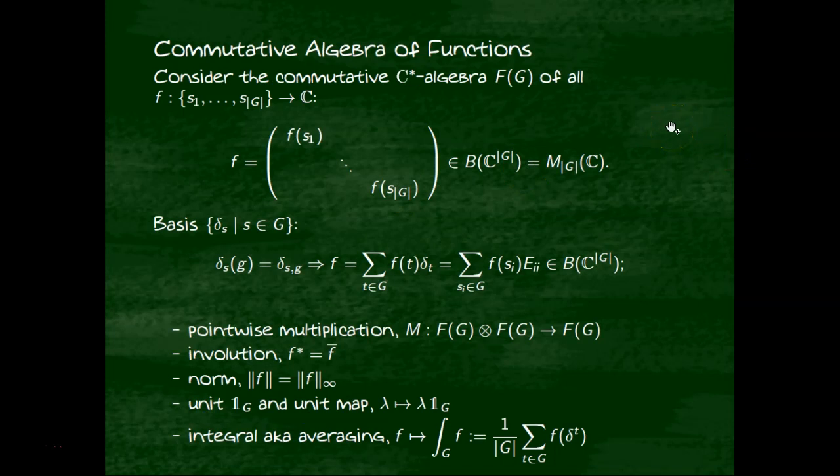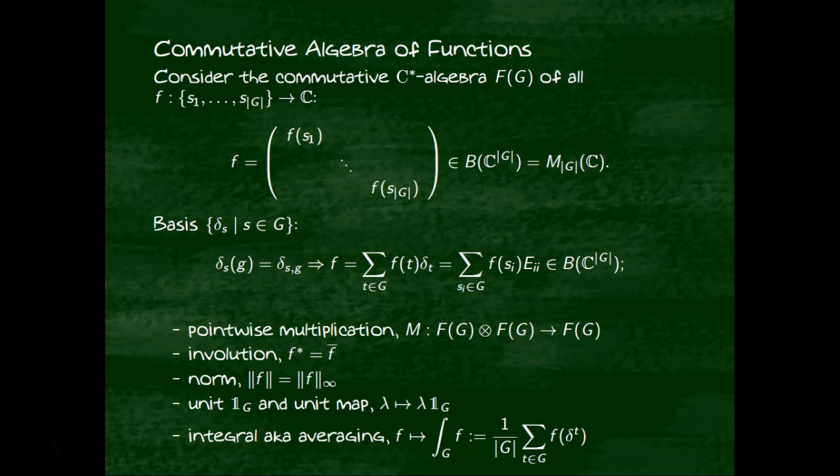So the commutative C-star algebra of all functions, now here this is just the elements in the group, and here I've just labeled them, because if I want to represent a function as a bounded operator, the easiest way to do that is to do it with a matrix, and I have to choose a basis to do that. So I essentially choose a basis via a labeling of the group elements. So S1, so this is the number of elements in the group, that's how many things are here. So all the functions from here to the complex numbers is a commutative C-star algebra.